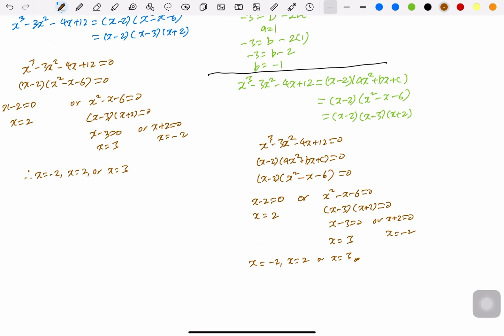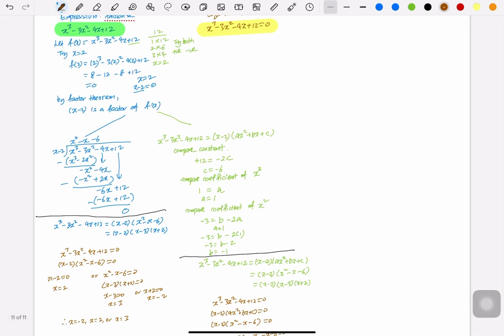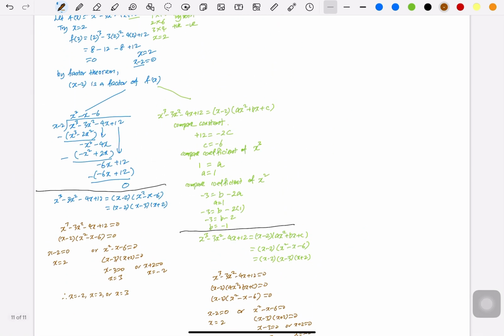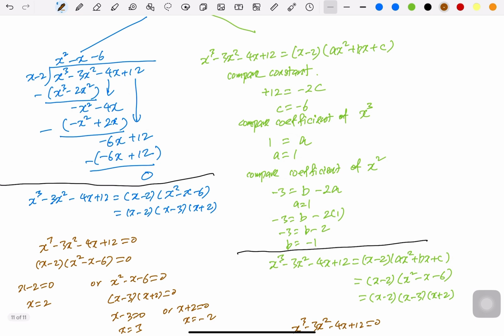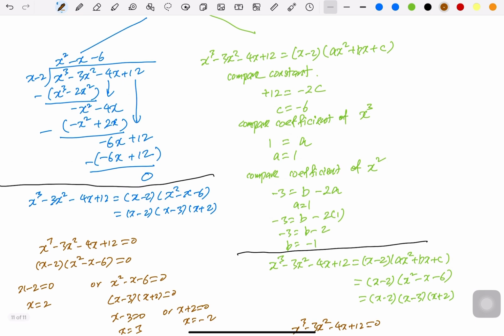So that is the difference between an expression and an equation. There are two methods. Which method you prefer is okay, but I prefer the long division method over comparing coefficients.